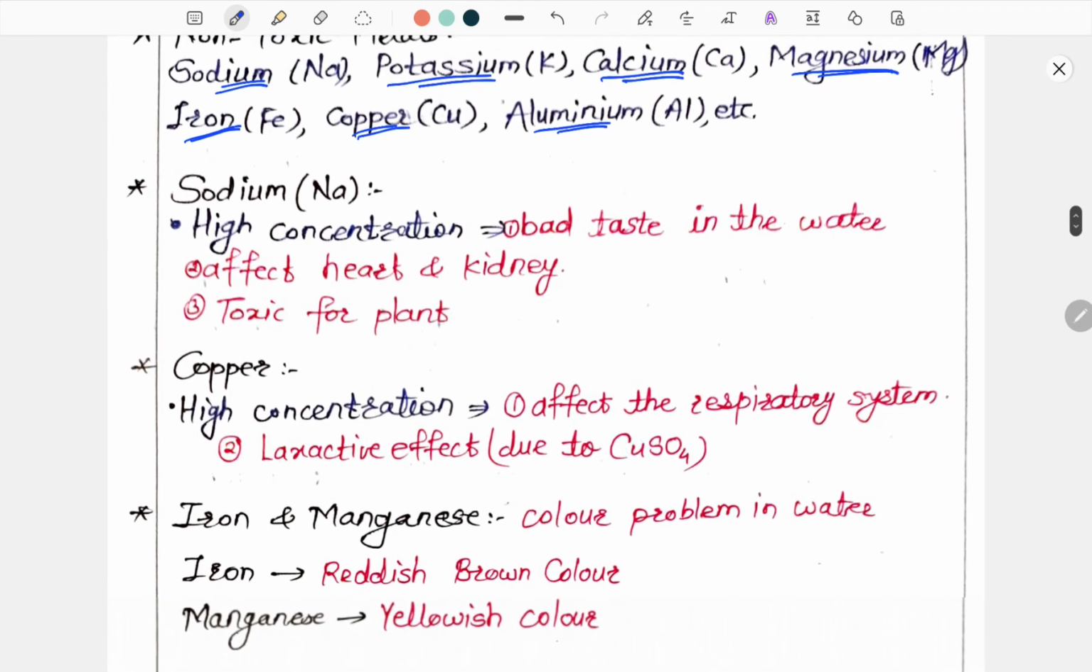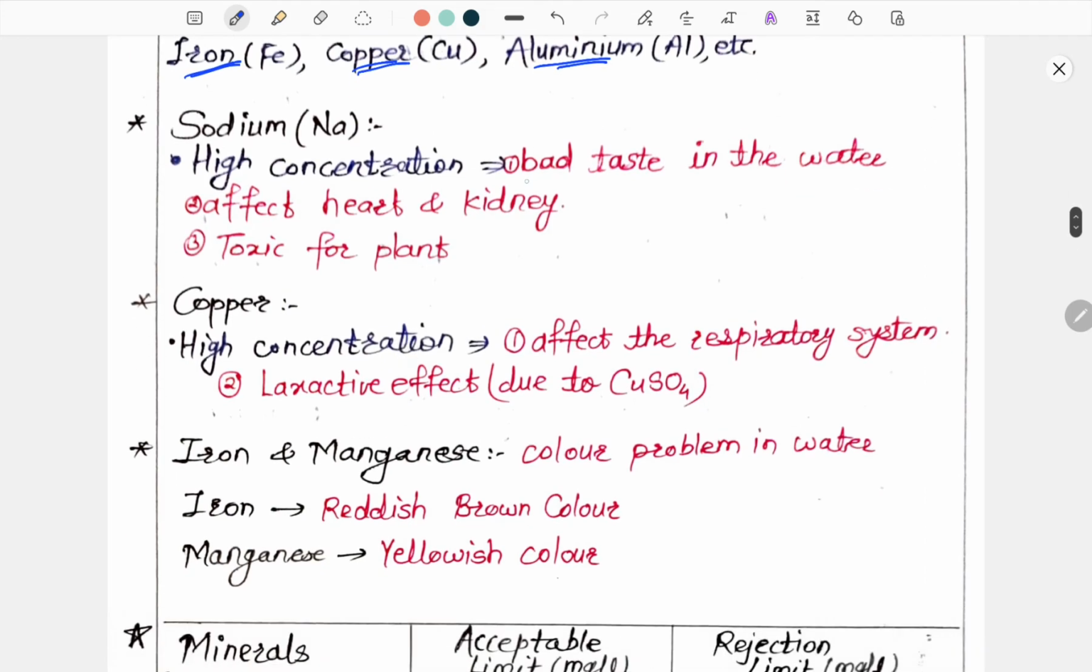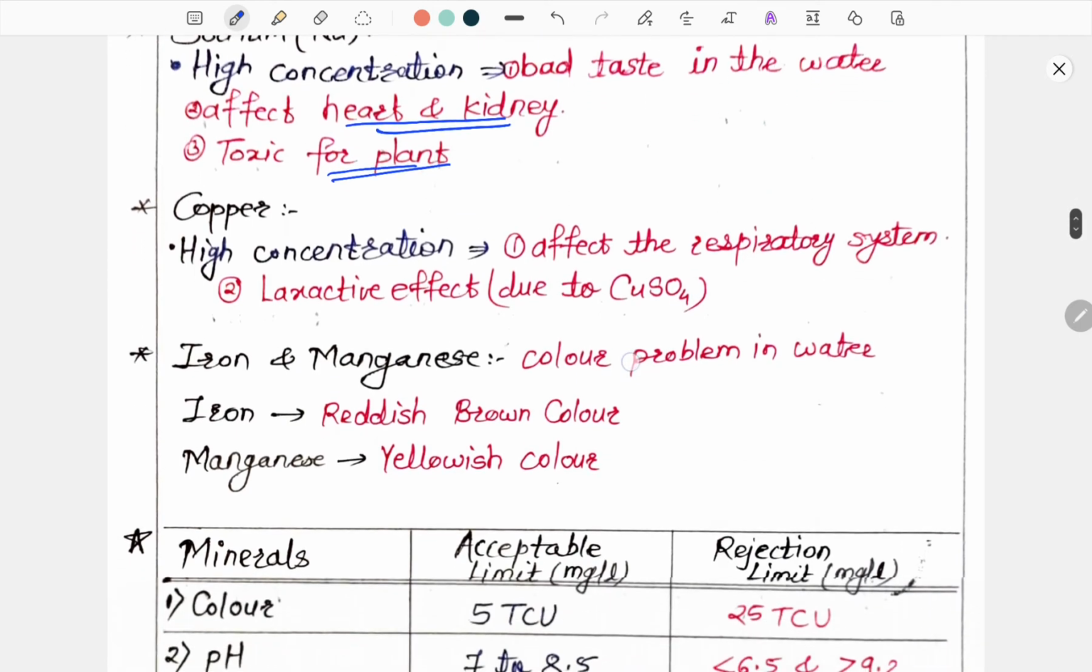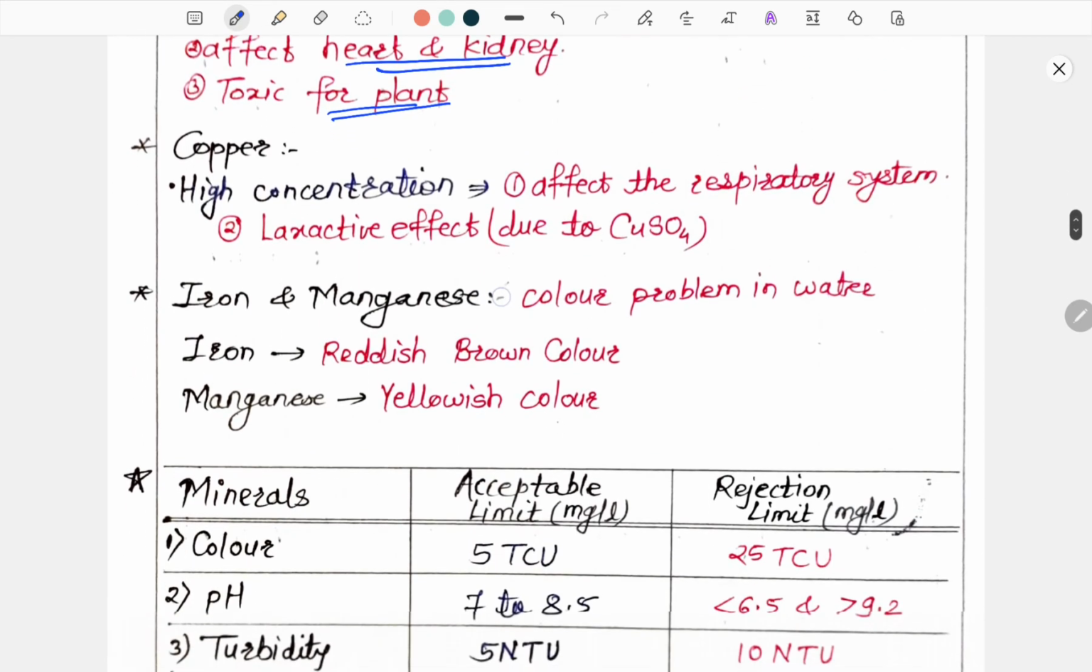Next one is sodium. High concentration of sodium induces bad taste in the water and also affects the heart and kidney. Sodium is also toxic for plants. Next one, copper. High concentration of copper affects the respiratory system. It also induces a laxative effect due to CuSO4.